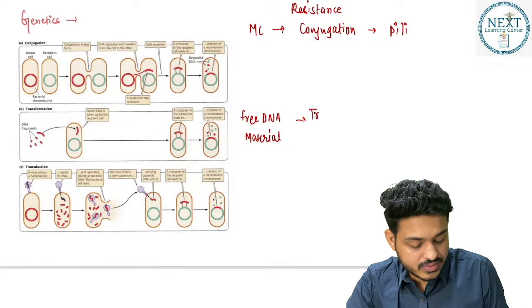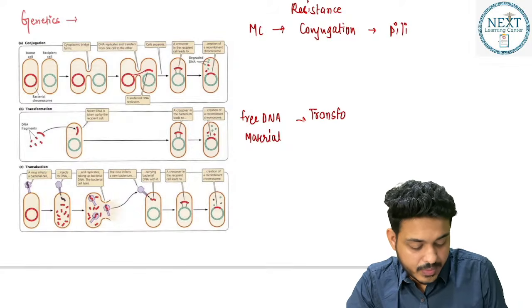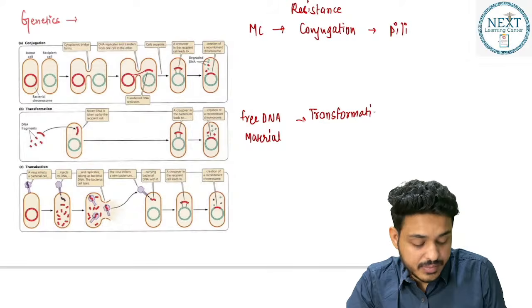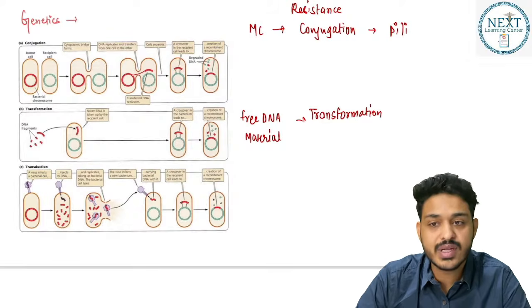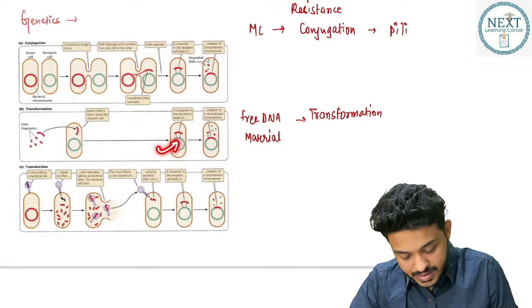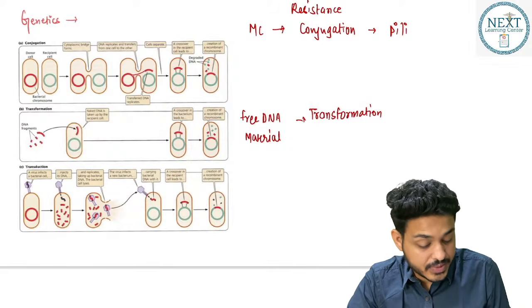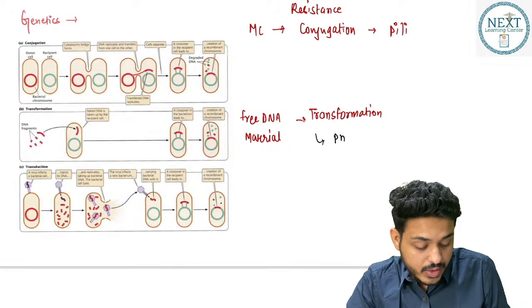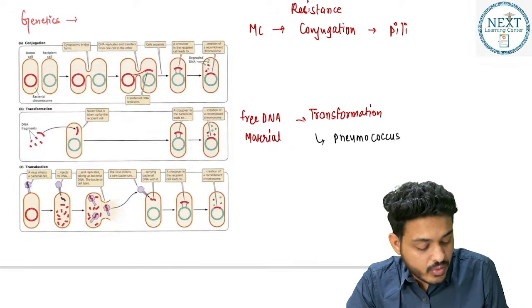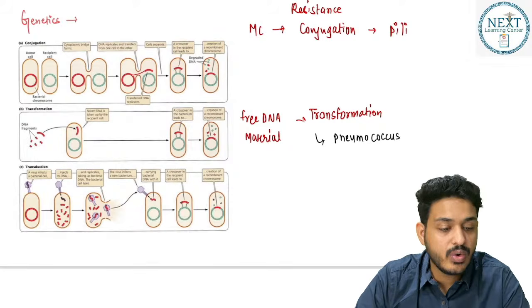This is going to cause, this is known as what? Transformation. Taking up new DNA material and involving into the same particular bacteria. This is known as what? Transformation. The most common bacteria showing transformation is going to be your pneumo. Pneumo means air. Coccus means it is going to be a round bacteria. So this is going to be pneumococcus, right?